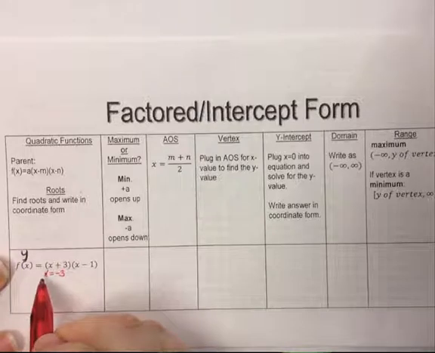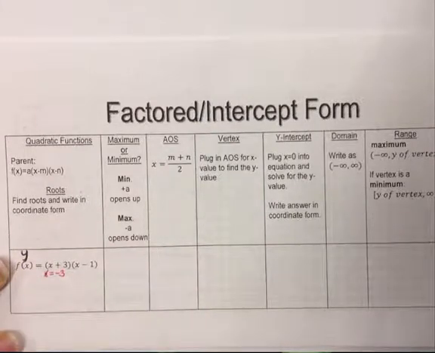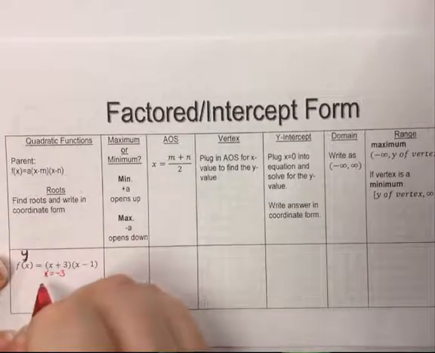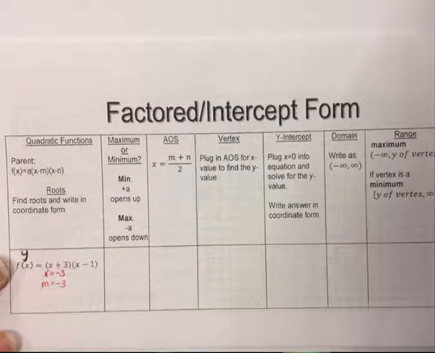What we're going to use instead of x equals at the moment when we're talking about factored intercept form, we're going to use the letters m and n to talk about our two x-intercepts. Now I could use a and b or any two letters I want, but I'm going to use m and n for the purpose of this video. So in that case, my m value is equal to negative 3.